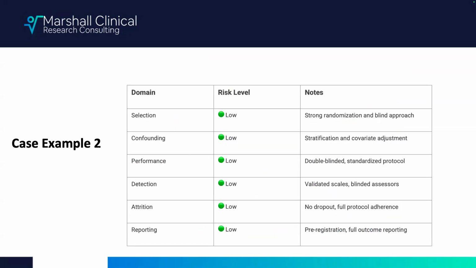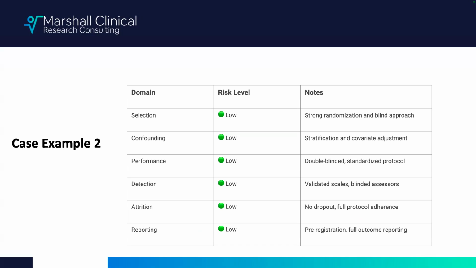And now this is my takeaway from the study. I'm going back to the table Tyler showed before on how to report bias, and for each domain, I'm taking some notes and the risk level that I would assess. So they had strong randomization, stratification, and a blind approach. They adjusted for covariates. They had a standardized protocol to write and report the results. The scales they used to measure depression were validated.